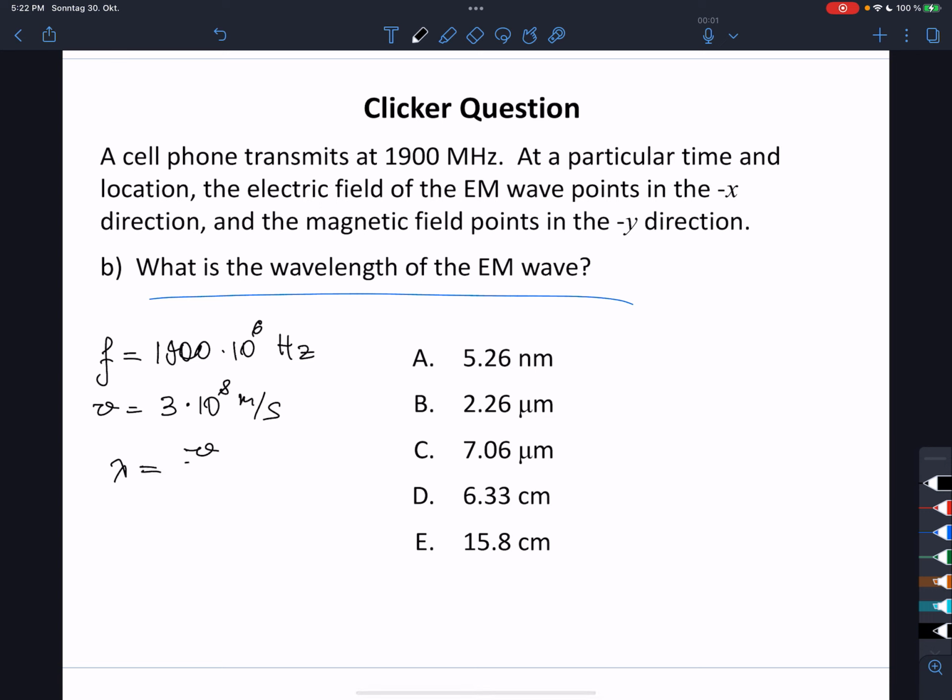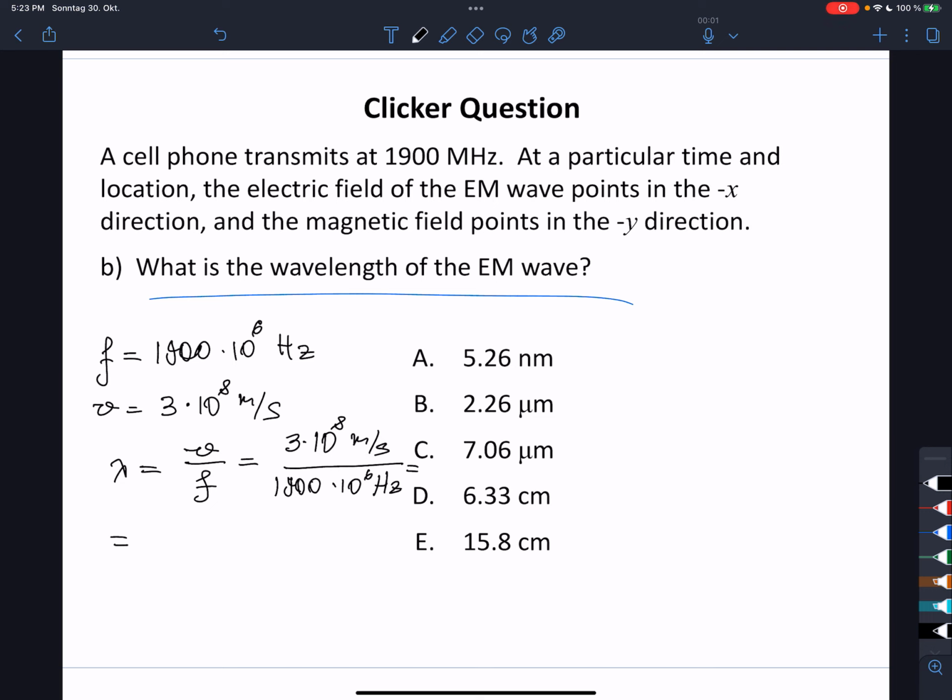And finally, we can use the equation which relates these quantities together. So it's the velocity divided by the frequency. Okay, and we just substitute the numbers. So hertz is the same as 1 over second, right? So just to remind you, it's 3 times 10 to the positive 8 meters divided by second, divided by the frequency, which is 19,000 times 10 to the positive 6 hertz. And hertz is the same as 1 over second.